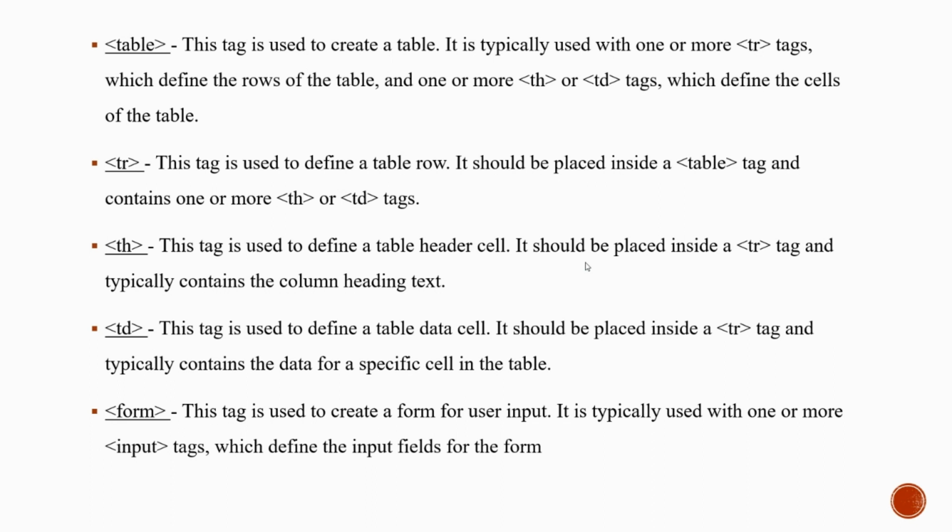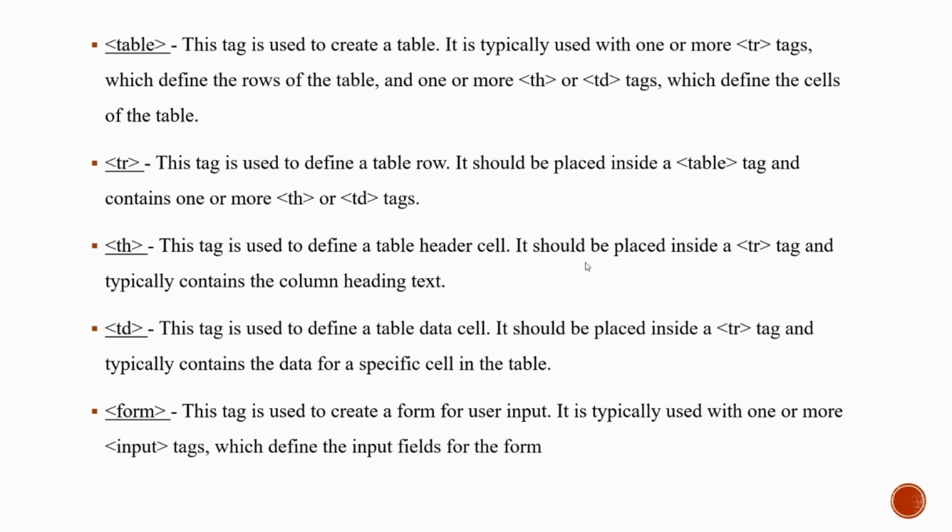Table. This tag is used to create a table. It is typically used with one or more tr tags, which define the rows of a table, and one or more td tags, which define the cells of the table. Tr. This tag is used to define a table row. It should be placed inside a table tag and contains one or more td tags. Th. This tag is used to define a table header cell. It should be placed inside a tr tag and typically contains the column heading text. Td. This tag is used to define a table data cell. It should be placed inside a tr tag and typically contains the data from a specific cell in the table.